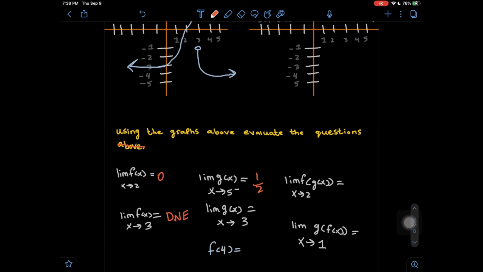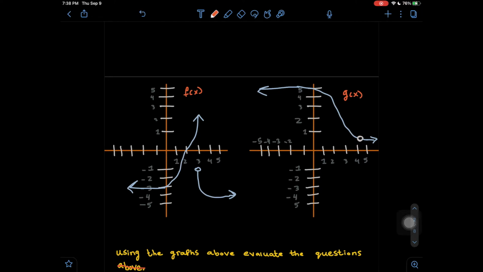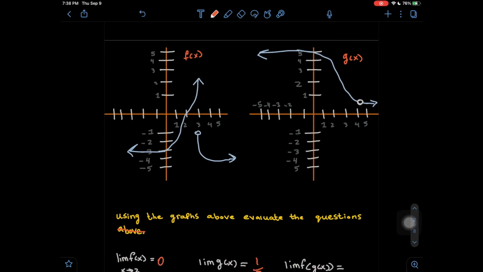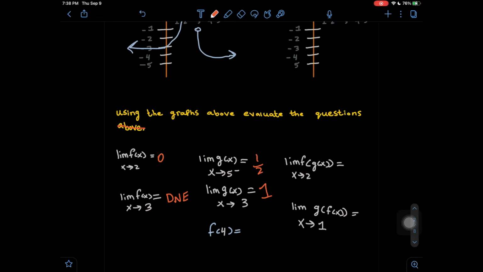Now it says the limit of g of x as x is approaching 3. Well, we can see that from 3 from the left and the right, it's the same value and it's continuous. So let's just assume that's approximately 1. That's going to be our answer for the limit of g of x.